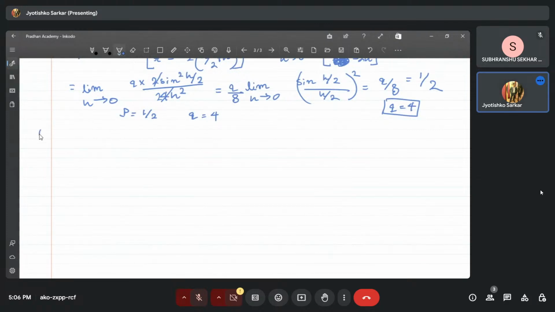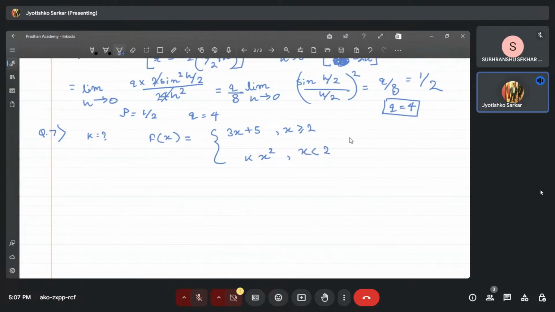Now next question. We have to find the value of k for f(x) is equal to kx squared for x less than 2.